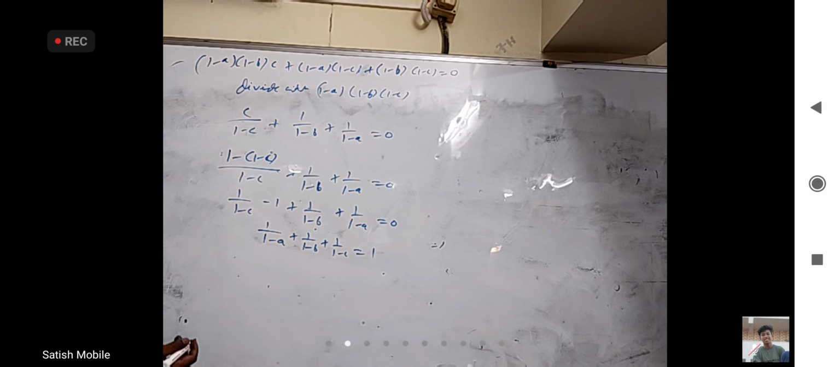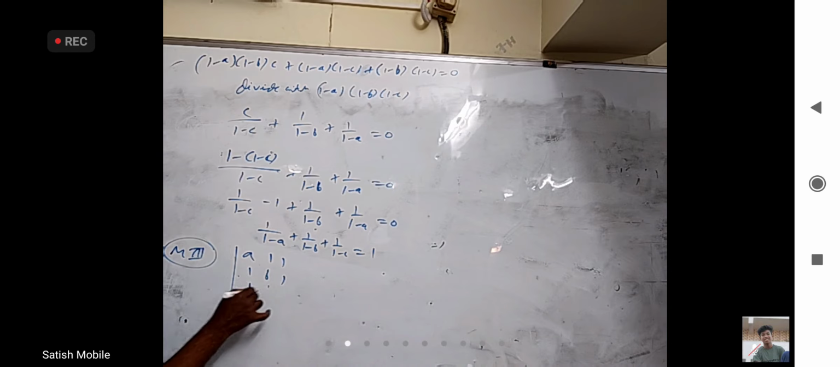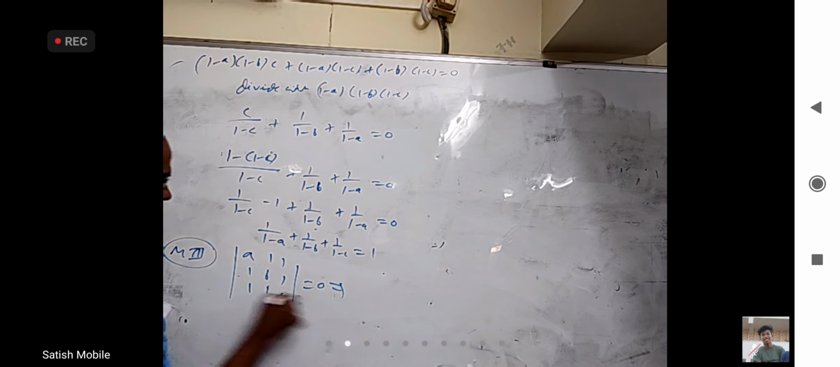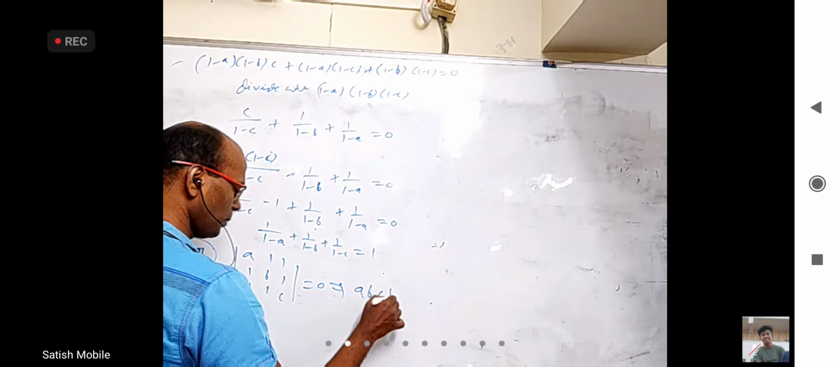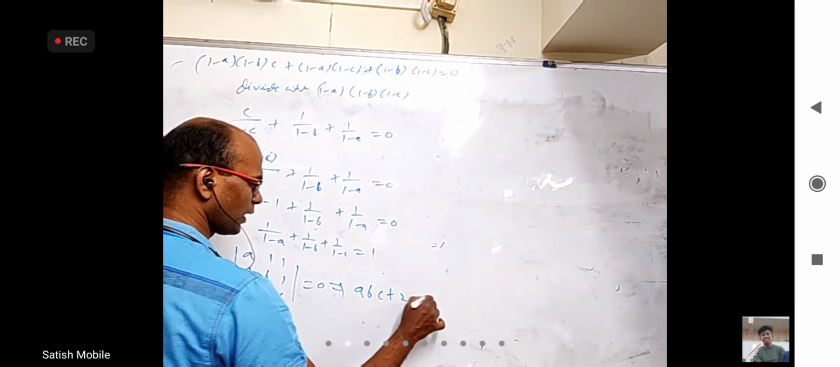Okay, where are we now? Okay, method 3. We have the determinant |1 A 1; 1 B 1; 1 1 C| equal to 0. When you expand, it is ABC plus 2 minus A minus B minus C equal to 0. So directly take the determinant equal to 0 and expand normally. This into this minus this into that, and all that, you will get this. Now how to use this to prove this equal to 1?